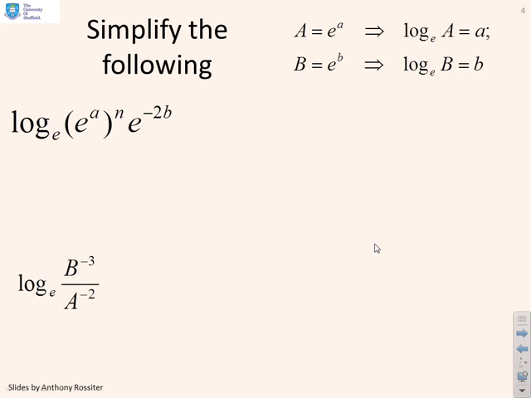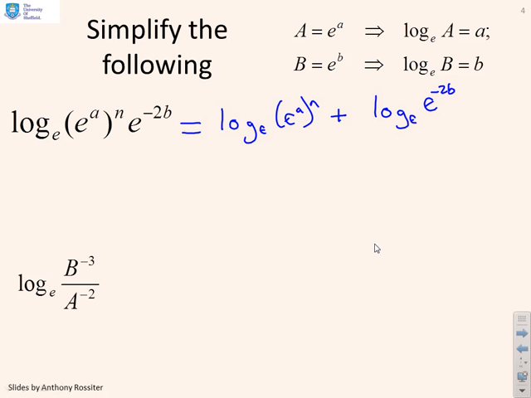Simplify the following. So I've got log e of (e to the power a) all to the power n times e to the minus 2b. So the first thing I'm going to do is use the product rule. So I'm going to write this as log e of (e to the a) to the power n plus log e of e to the minus 2b.